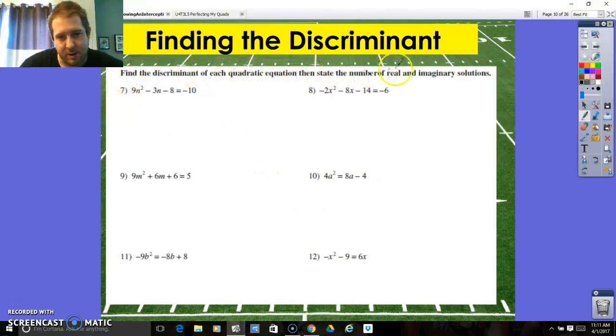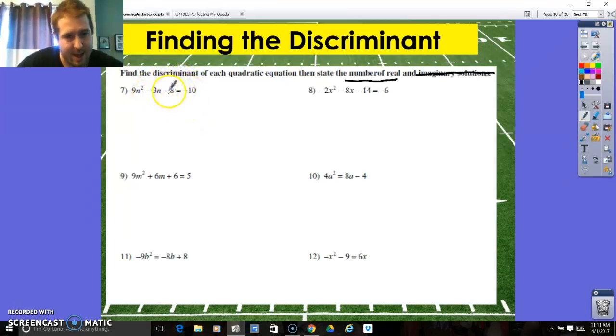Find the discriminant of each equation and state the number of imaginary and real numbers. Now I'm going to stick with just real numbers, and I'm not going to do imaginary solutions because that's something that you're going to do in Algebra 2. Now what you should notice about all of these questions that makes them different than the previous page was the fact that none of these are equal to 0. You must solve the equation equal to 0 first in order to put it in the standard form.